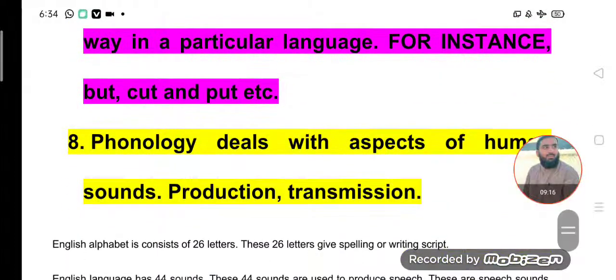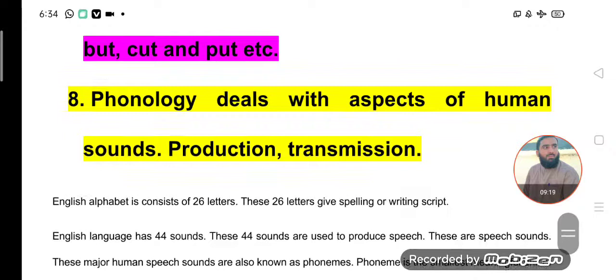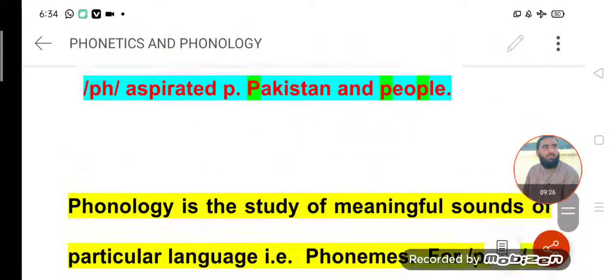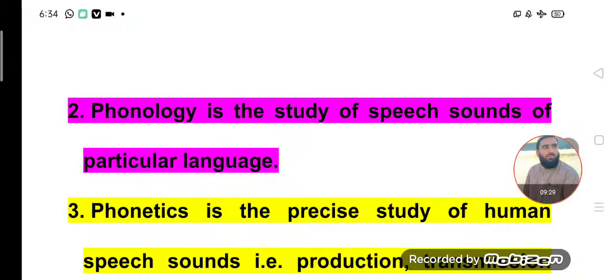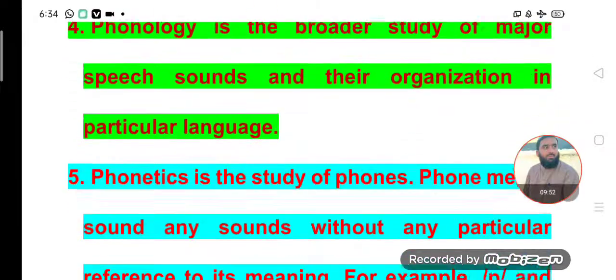So dear students, phonetics deals with the aspects of human sounds. These aspects are production of sound, transmission of sound, and perception of sounds. I hope now we are able to make the distinction between phonetics and phonology. Like I repeat, phonetics is the general study of speech sounds, and phonology is the study of the sounds of a particular language. Another difference: phonetics is the very precise and concise study of speech sounds, and phonology is the broader study of speech sounds.